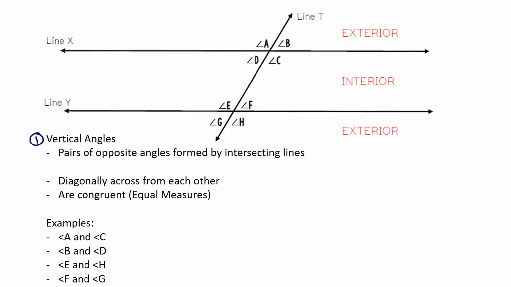Some examples are A and C. They go diagonally across. Another example would be E and H, again, diagonally across. Another example are B and D, again, diagonally across. And the final example are G and F.